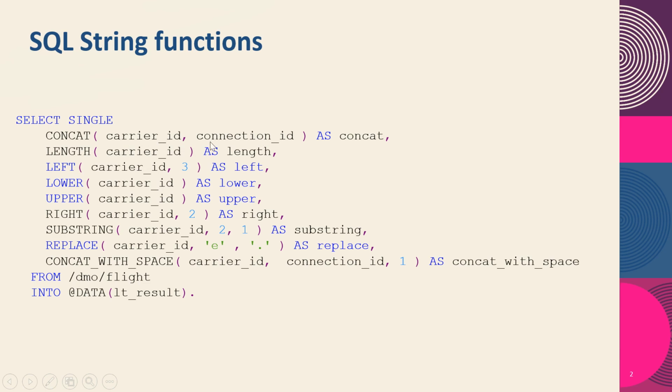different columns, and length to get the length of the field value, left to get the left three characters, lower to translate it to lowercase, upper to translate to uppercase, right, similar to left, gives the right two characters.